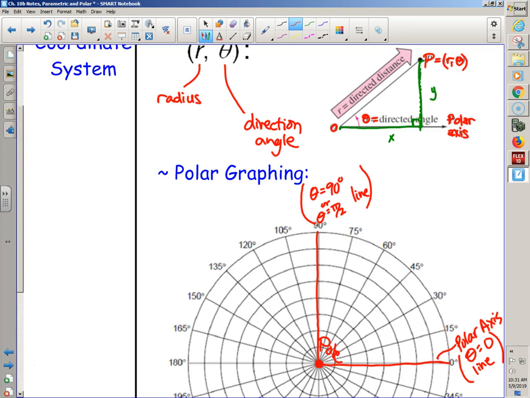And then I want you guys to see that technically, even though it's not shown at all, you can still think of there as being tick marks on what was the x-axis, now the polar axis. And you can still think of there being tick marks on what was the y-axis, but is now the theta equals 90 degree line.